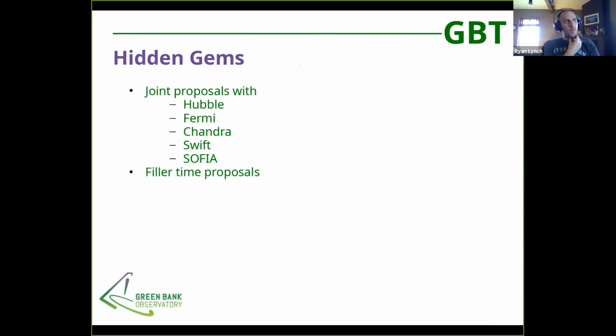You can submit joint proposals with a number of other facilities. This includes Hubble, Fermi, Chandra, Swift, and Sophia. So we have memoranda of understanding with these other facilities, so that if you need to request some GBT time and some Hubble time in order to complete your science, you can submit a request to Hubble and include GBT time in that. And then there's a joint review, but we've agreed to make a certain amount of GBT time available for Hubble projects if it's complementary science like that.